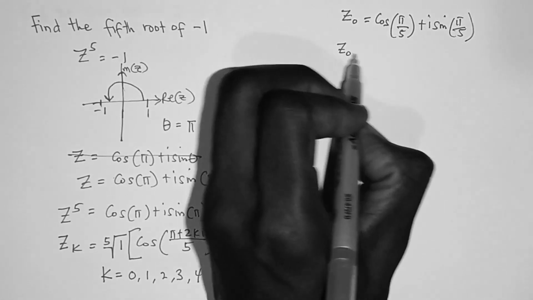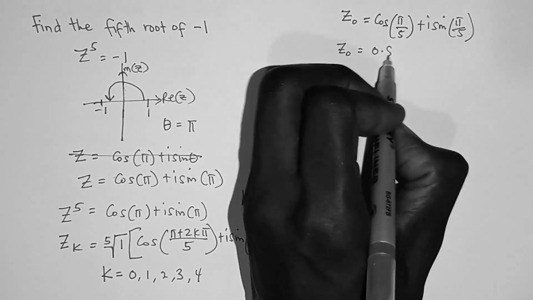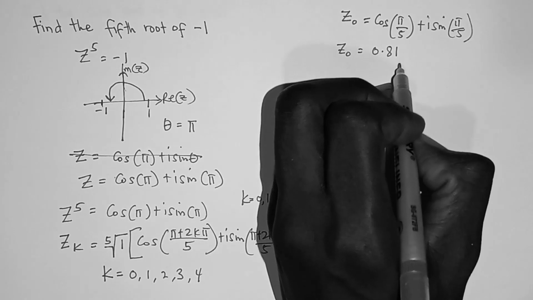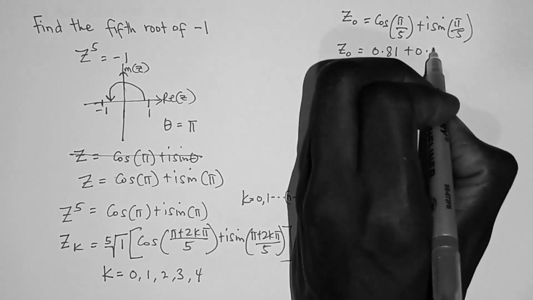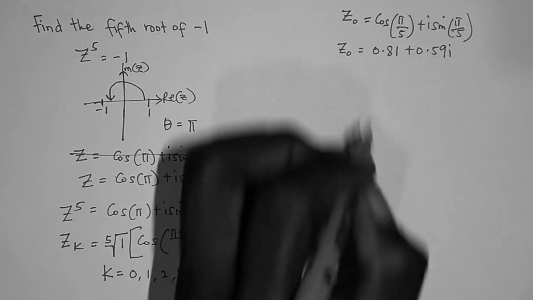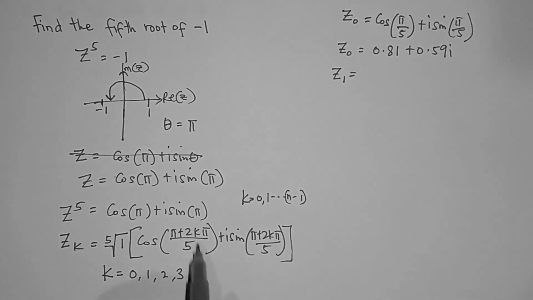So z0 is equal to cos pi over 5, which is 0.81. Then sine pi over 5 is 0.59, so plus 0.59 i. So this is z0. Let's come to z1. z1 means that wherever we see k here, we replace it with 1.